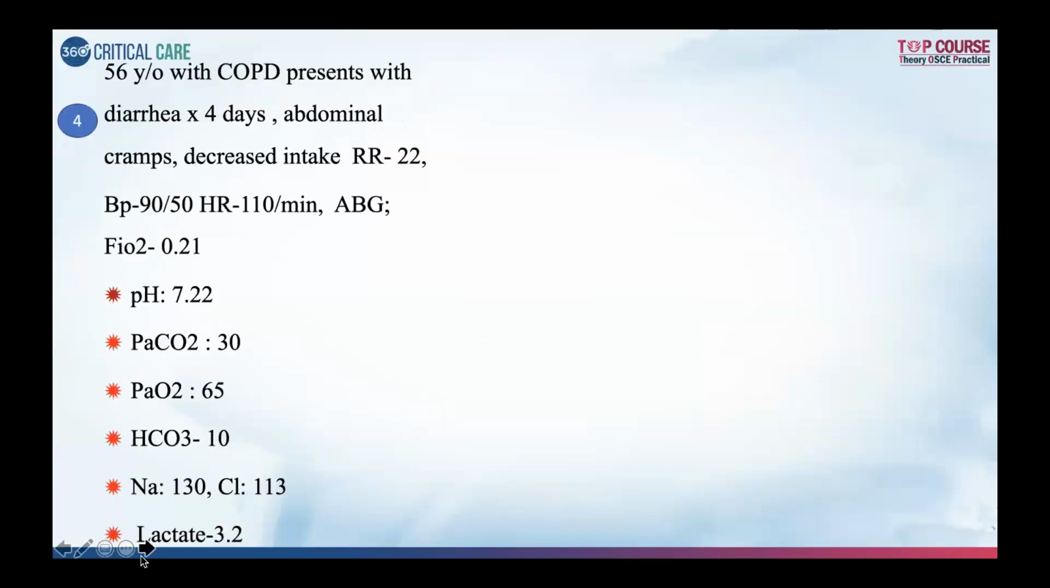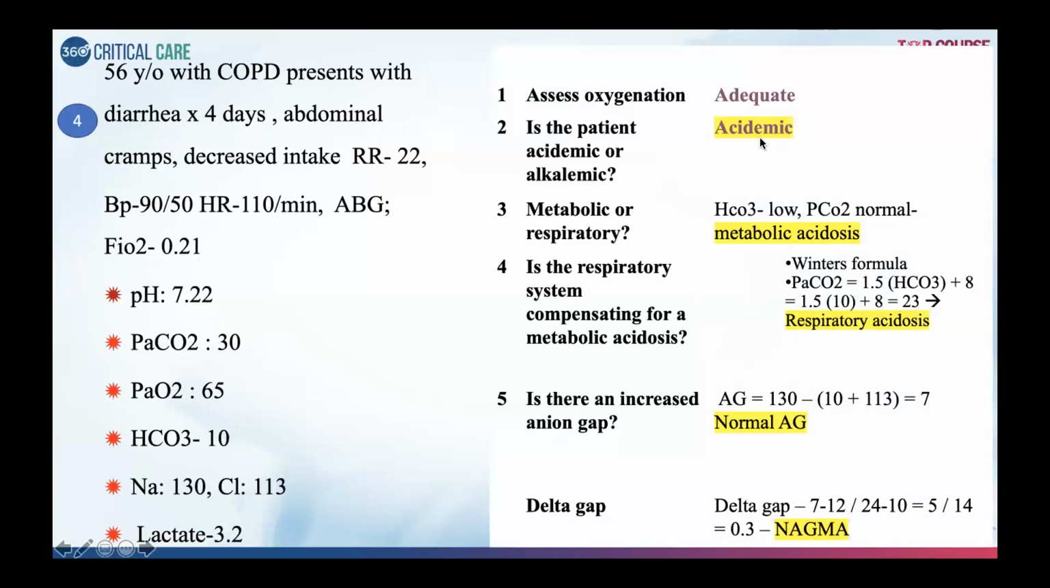And also the saturation gap. A 56-year-old COPD patient presents with diarrhea, abdominal cramps, decreased intake, BP 90/50, heart rate of 110, FiO2 0.2, pH is 7.22, PCO2 30, PaO2 62, bicarb is 10. So obviously this is acidemic, pH is low, bicarb is low, same side. So this is metabolic acidosis. By Winter's formula, you have an expected PCO2 of 23, wherein your PCO2 is almost 30. So this is an associated respiratory acidosis.